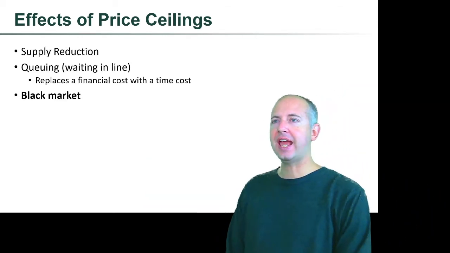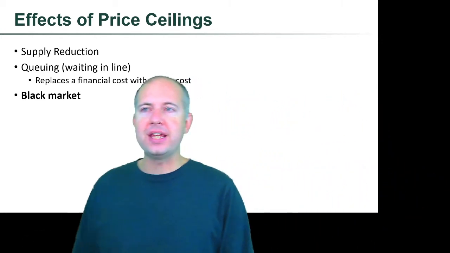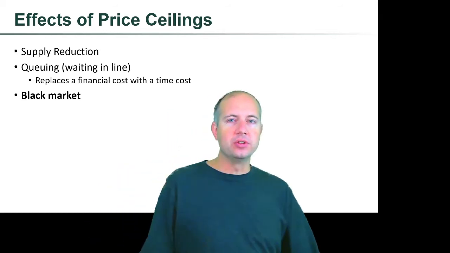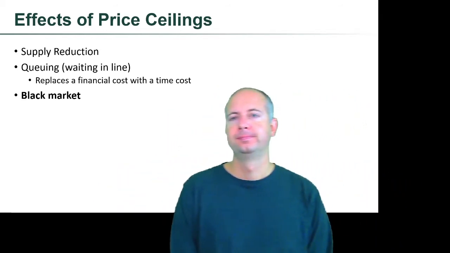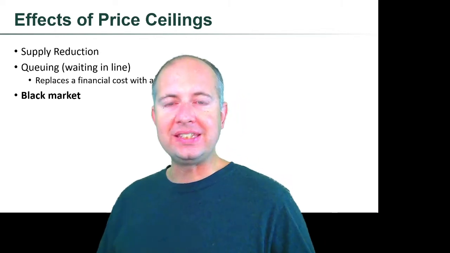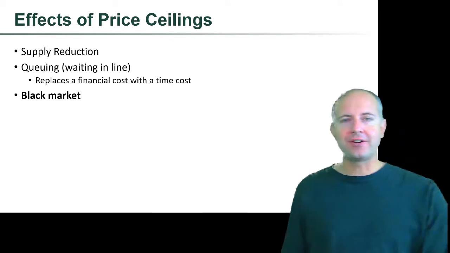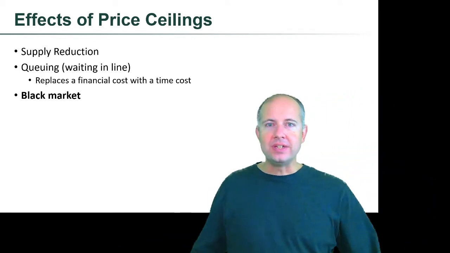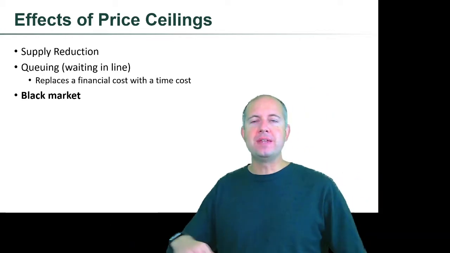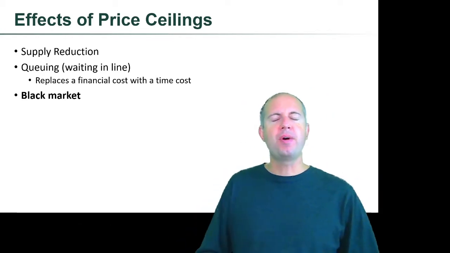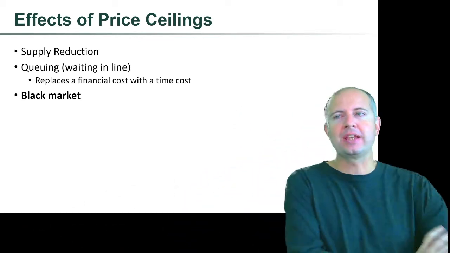Another thing that can happen is there arises some sort of black market, which is basically illegal sales that bypass the price ceiling. So you think about it as I'm someone renting out an apartment and I know you need an apartment, and so without us telling anyone, you give me more than I'm allowed to charge for the apartment. You're happy because you got an apartment. I'm happy because I got more money for it.